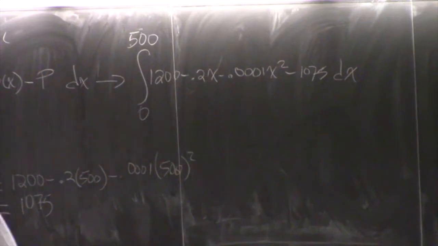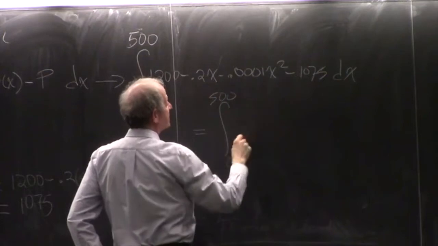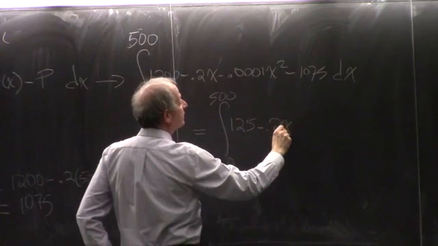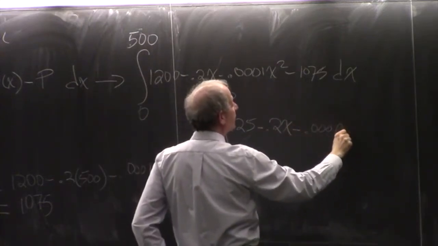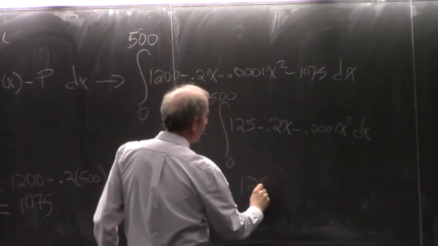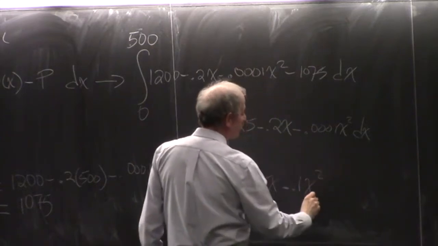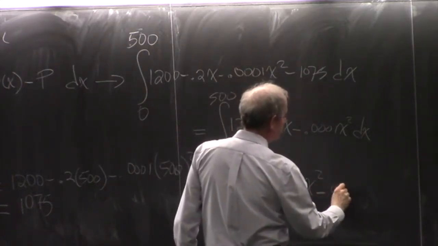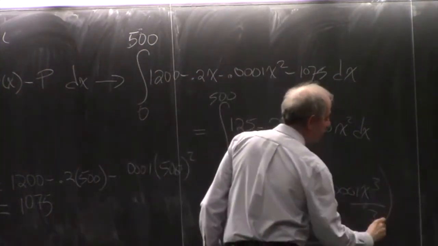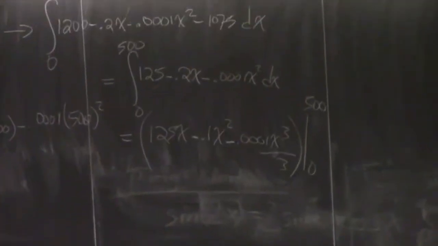So we can simplify that a bit. Let's see. 1200 minus 1075 is 125 minus 0.2x minus 0.0001x squared dx. That's 125x minus 0.2x squared over 2, or 0.1x squared, minus 0.0001x cubed over 3, from 0 to 500. Okay? And that gives you this area.